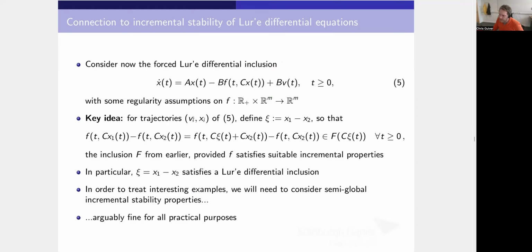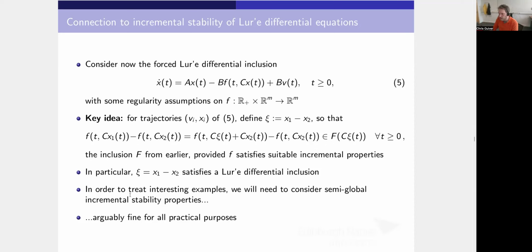So the key idea is as follows, right? Let's look at two trajectories, (v_i, x_i), so (v1, x1) and (v2, x2) of (5), and let's look at their difference. So define psi as x1 minus x2, and then naturally when you try and form the error system, what term do you get? Well, you get this difference of the nonlinear terms shown here, and essentially I just add and subtract zero. I do this as usual. I can now write this as belonging to a set-valued map, a correspondence F. And this will actually be the correspondence F from earlier, provided that f now satisfies some suitable incremental properties. That's the key idea. And then once those assumptions are in place, psi, the difference x1 minus x2, will satisfy a Lur'e differential inclusion, and we can use the theory from earlier.